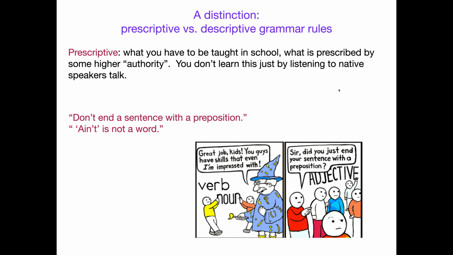Importantly, for prescriptive rules, we don't just learn them by listening to other native speakers talk. They're not something we just naturally pick up. They're things that have to be prescribed, right? They might sound proper, for example. Here are some instances for English. Don't end a sentence with a preposition. So a preposition is a word like with.